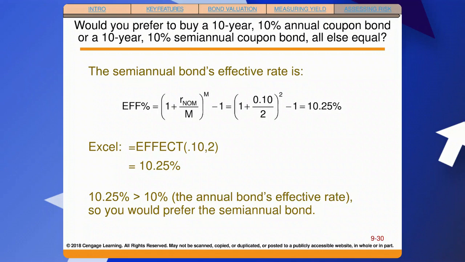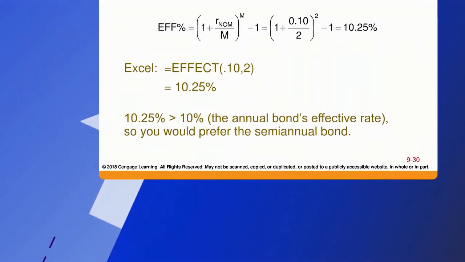Okay. So, you can use naman your Excel. So, is equals effect. Then, 0.10 is your nominal. Then, you have 2 as your, since semi-annual siya. So, you have 10.25. So, 10.25 is greater than 10, the annual bond effective rate, so you would prefer the semi-annual. Okay. Ganun lang yan, ha?